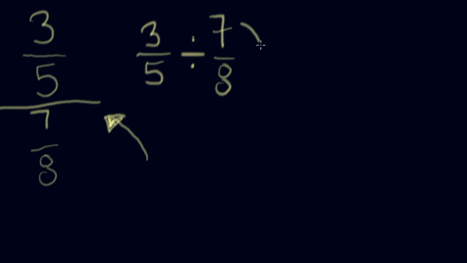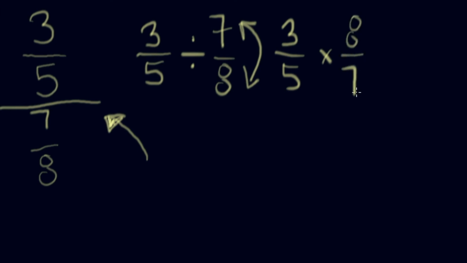We know the rule. To put it in kids' terms, you just flip the second one and you multiply. So we end up getting 3/5 times 8/7. And can you do any kind of cross reducing? Nope. So we get 24 over 35. That wasn't too bad now, was it?